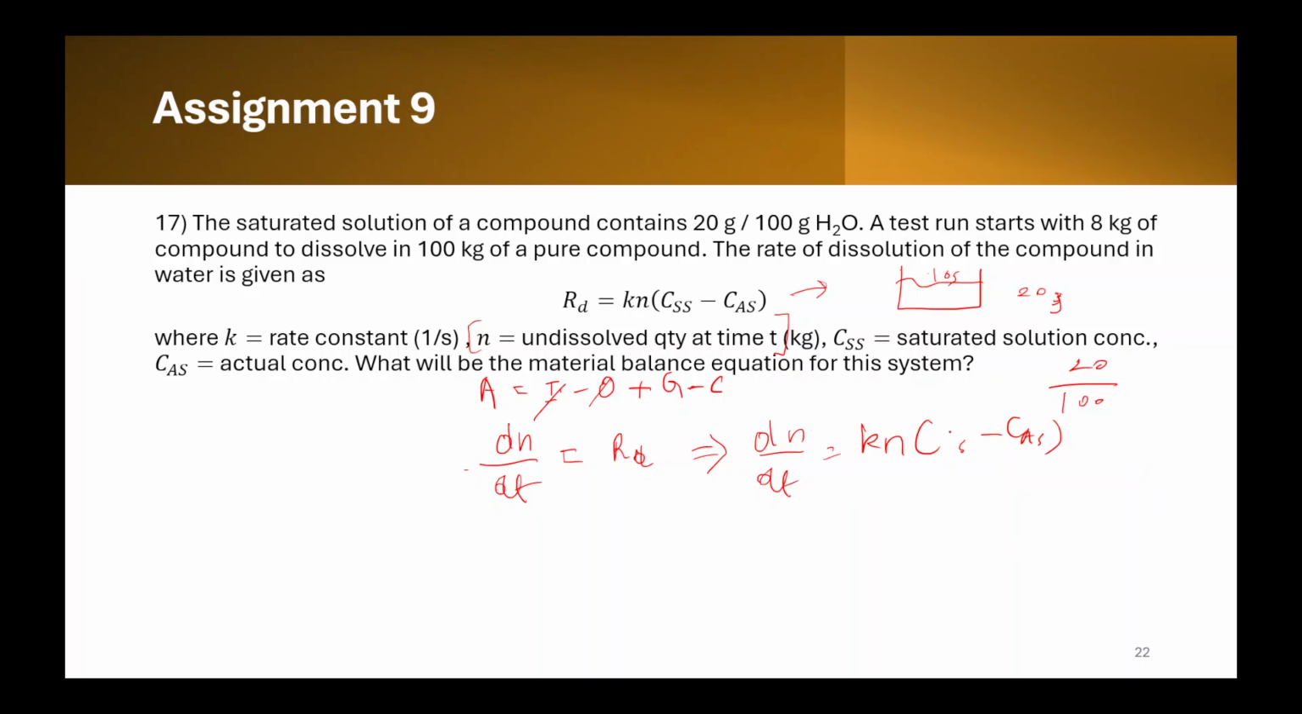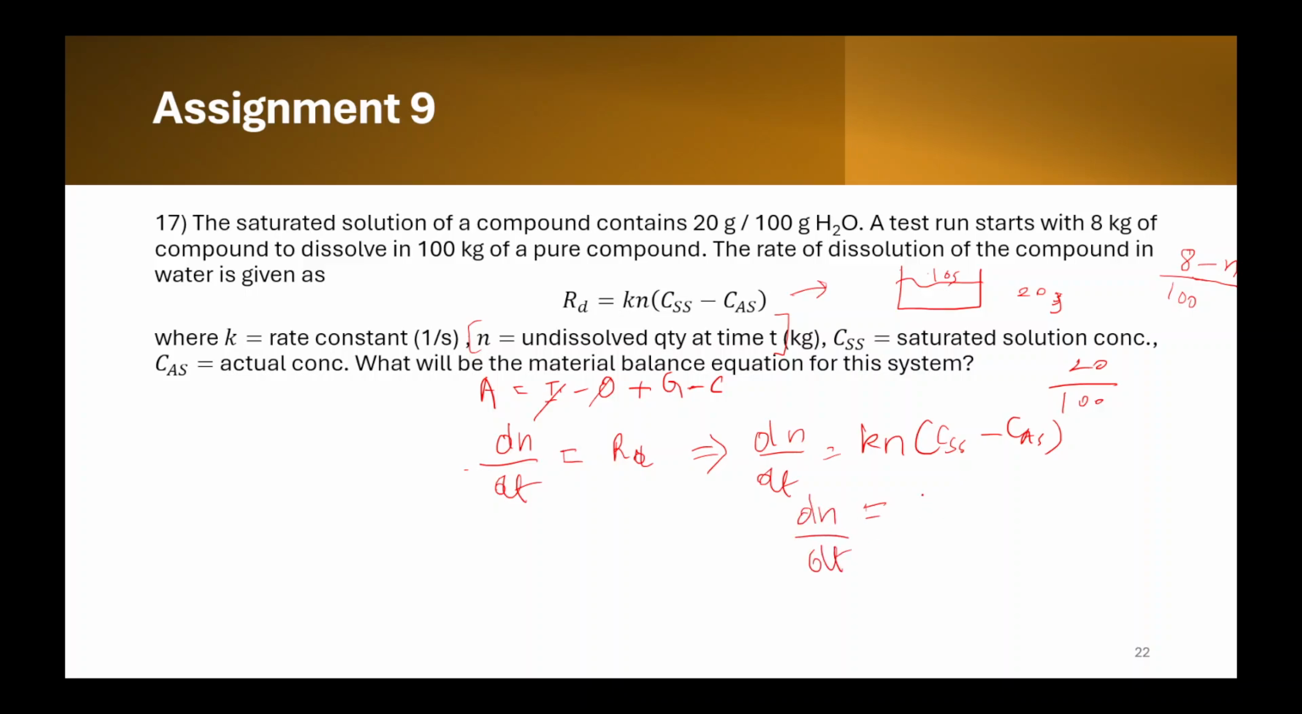So this is the CSS, and what will be the CAS? We know the test run starts with 8 kg of compound to be dissolved in 100 kg. So this is 8 by 100. This is the total amount. So what will be the amount dissolved? We know that at any time the undissolved quantity is n. So at that time, what will be the dissolved quantity? It will be 8 minus n, because this is total, you subtract it by n and divide by 100. So that is what the concentration is given here.